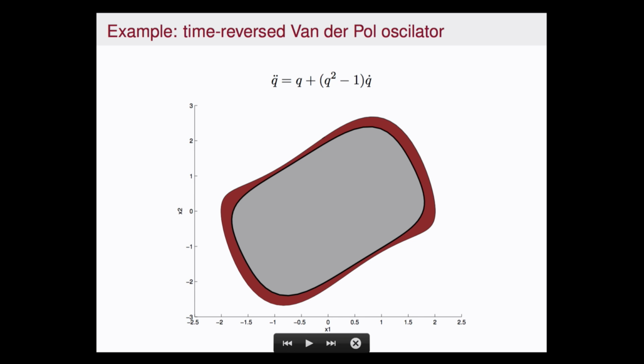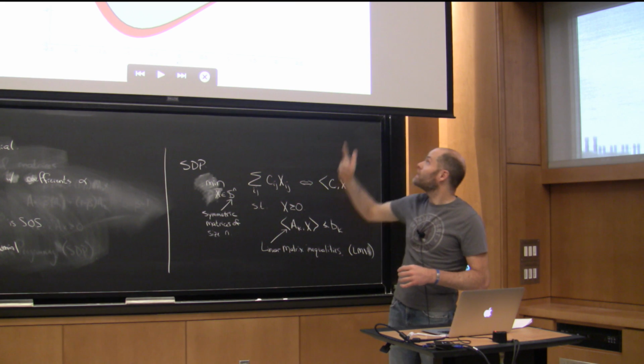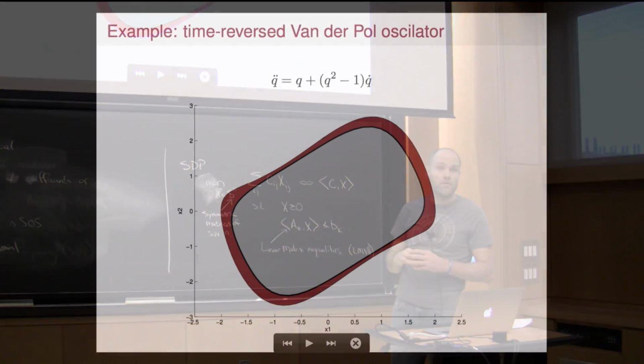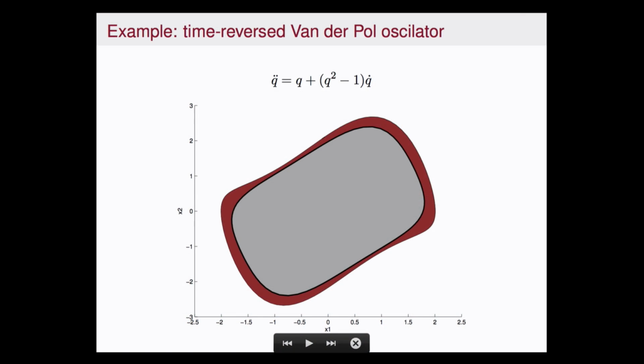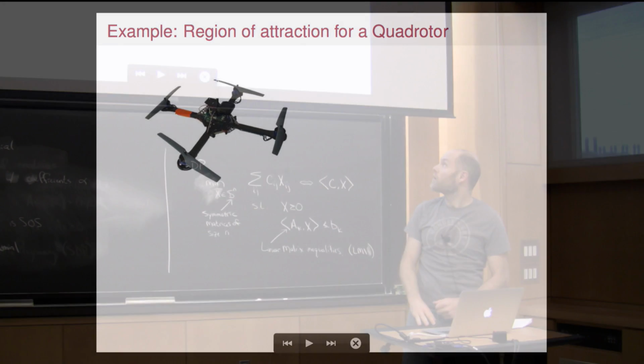I ask for a sums of squares Lyapunov function that certifies that, and it's conservative, but it comes up with this gray region, which is the inner approximation of that. That's a degree 4 polynomial. It's not an ellipse. You can have higher degree polynomials. Okay? But it also works for all kinds of systems.